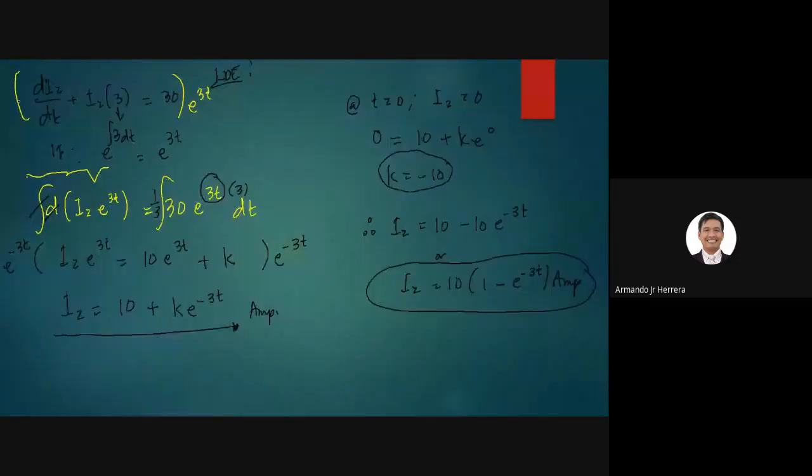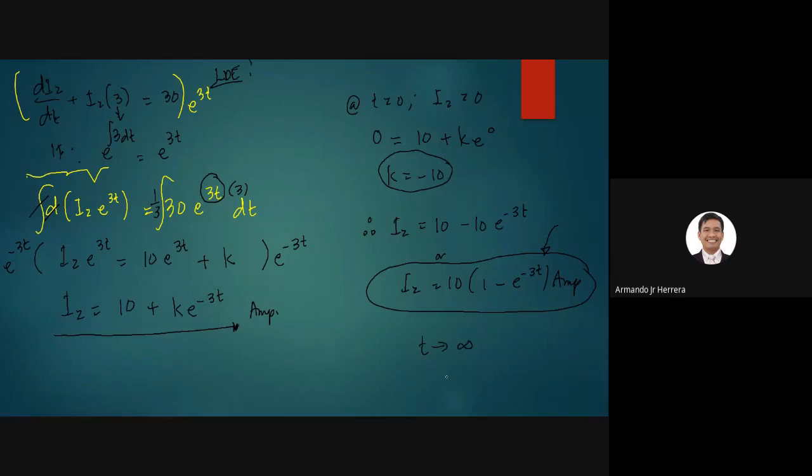So, if ever na may binigay sa atin na value ng t equal to 3 milliseconds, find the current, sa-substitute lang natin doon kasi nakuha na natin yung equation ng current natin through the inductor at any time t. So, what is the final value? Paano natin malalaman ang final value? So, when t approaches infinity.